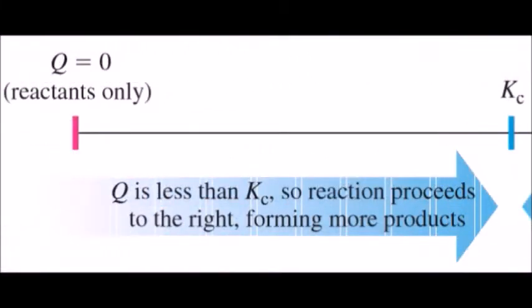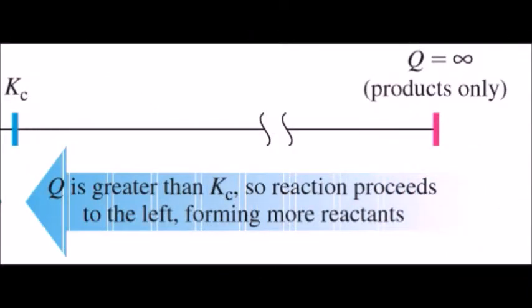When Q is lower than Kc, it will have a forward reaction. Remember that Q is increasing from left to right. So in order to meet up or to be equal to Kc, it should move forward. And when Q is greater than Kc, it will have a reverse reaction. Q will move from right to left until its value is equal to Kc.